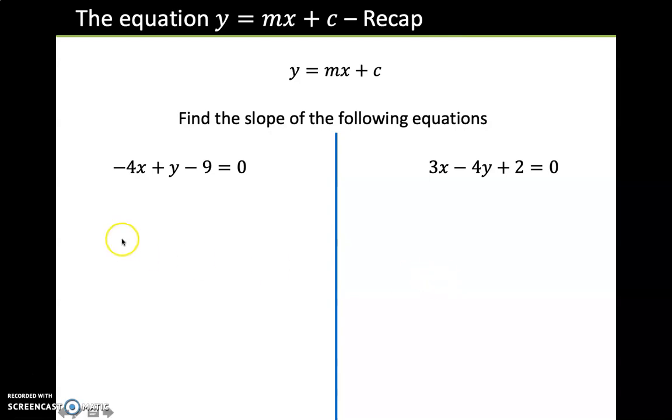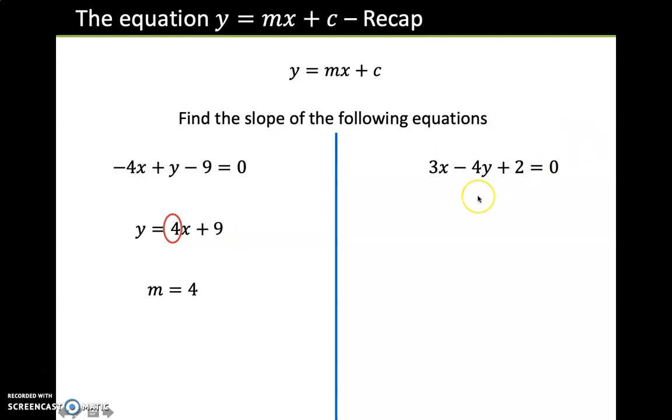So for the first one, again, we've got minus 4x plus y minus 9 equals 0. So we want the y on the left-hand side and the other two things on the right-hand side. So let's work this out, okay? So we have the y on the left-hand side. The minus 4x goes to the other side and becomes a positive 4x. The minus 9 goes to the other side and becomes a positive 9, okay? Then we can apply this little formula up here. The number in front of the x is the slope. The number in front of the x is 4, so m is equal to 4.